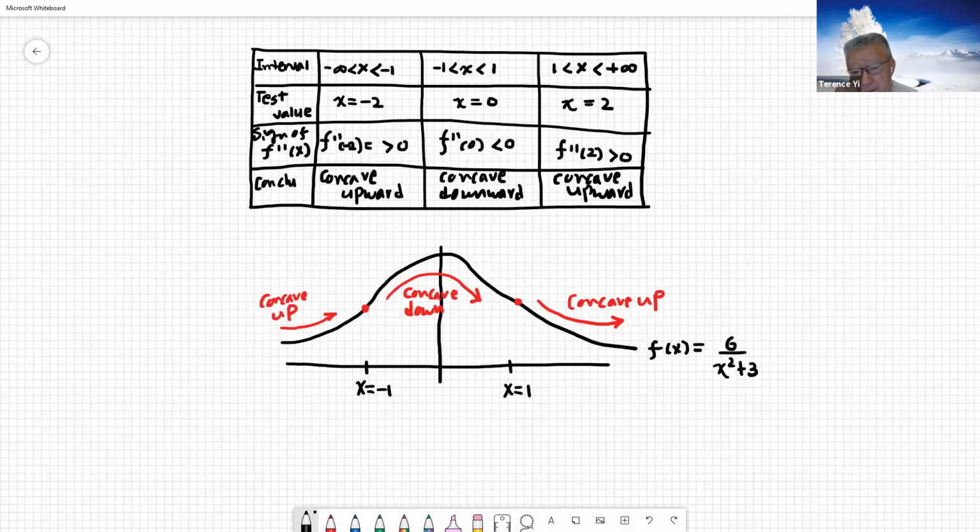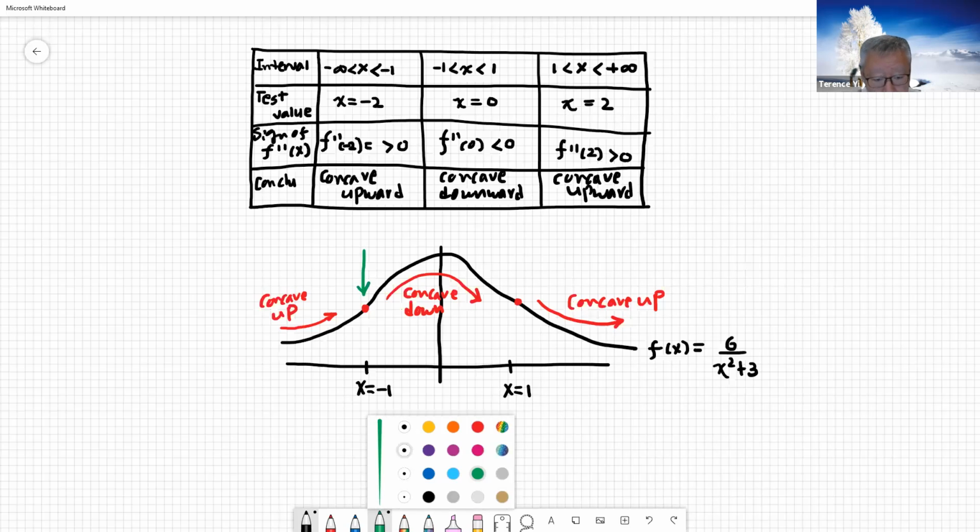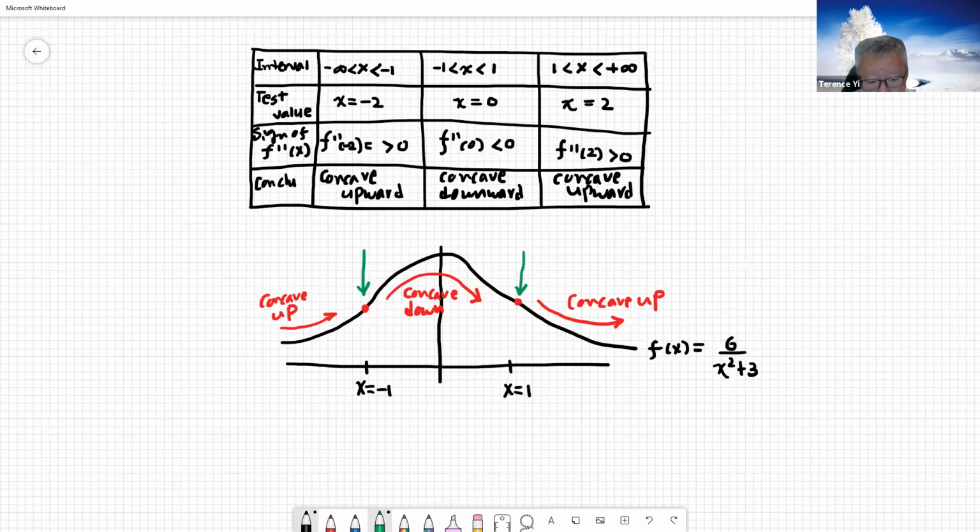So that's why you see the concave up and concave down by looking at the f double prime of x. When you look at the inflection points, let me just write this down here for you. So this is going to be the points of inflection.